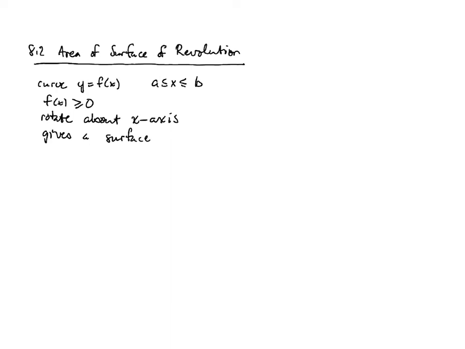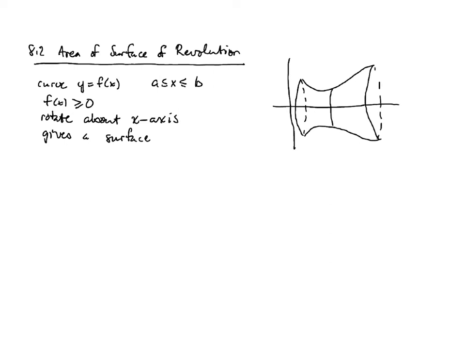Since I'm rotating a curve, I won't have a solid, I'll just have a hollow shell as my geometric object. So my curve looks something like this. I have a mirror image across the x-axis like this, and I rotate. Like this. Now, the simplest type of curve that we could rotate would be a line segment.